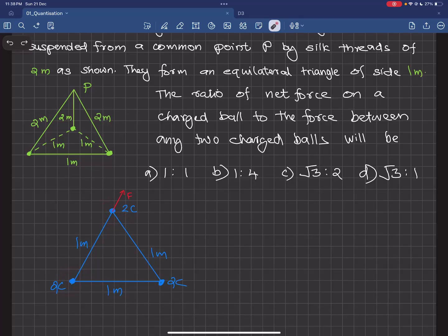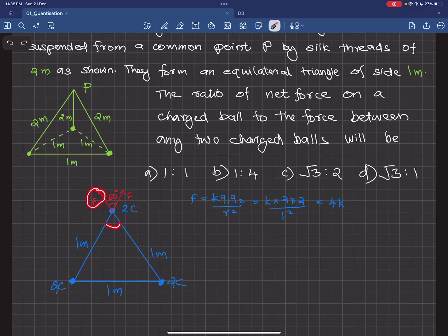For that, we have to use Coulomb's law in electrostatics. F equals K Q1 Q2 over r square. Plugging the values, K is just taking K itself. Q1 is 2 coulomb. Q2 is also 2 coulomb. Separation between the two, 1 meter. It gives you 4K. Now, in the same way, the force on the same 2 coulomb from the other charge will also be just F.